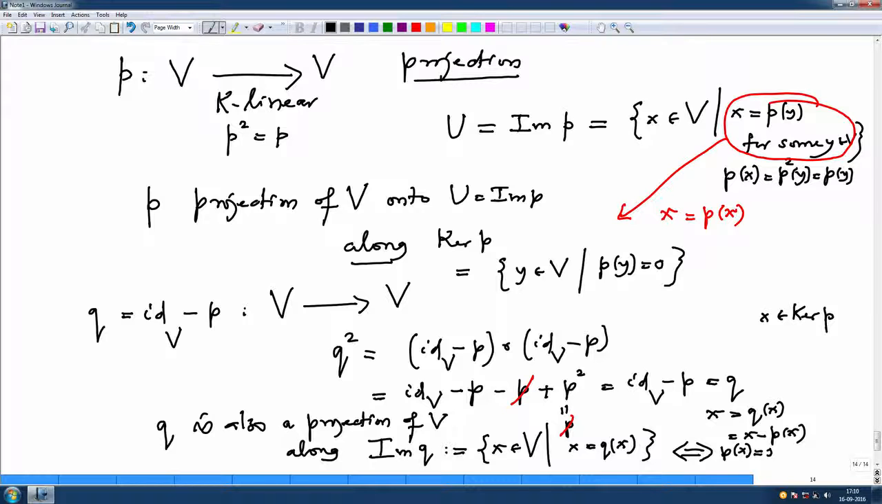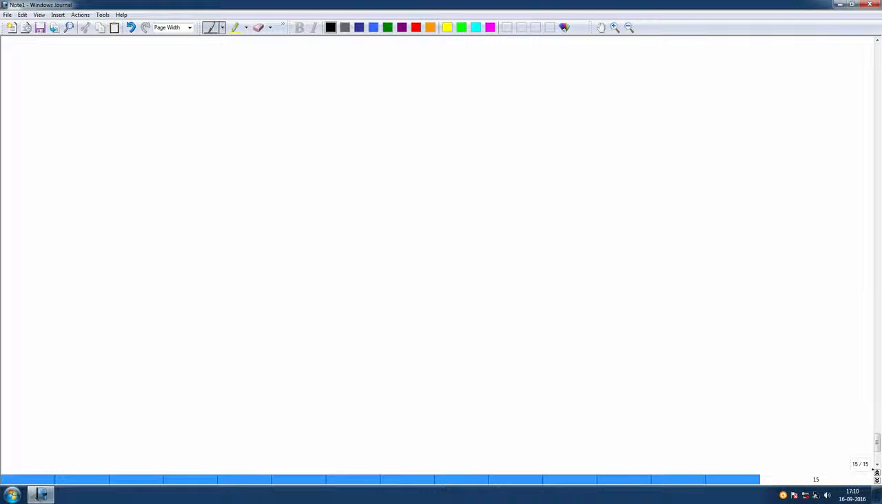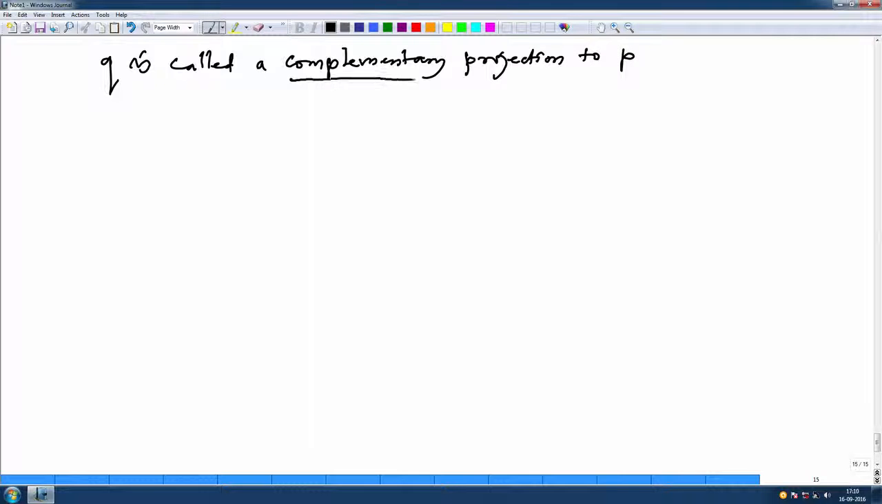So therefore, P and Q are projections, but they are not independent, they are related to each other. So this Q is called a complementary projection to P. And we have proved the following actually, and this projection will give you a direct sum decomposition of V. So let me write it in theorem form.